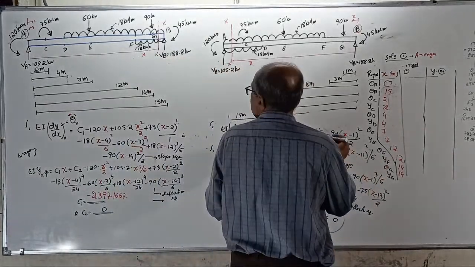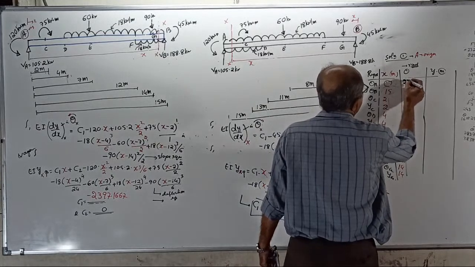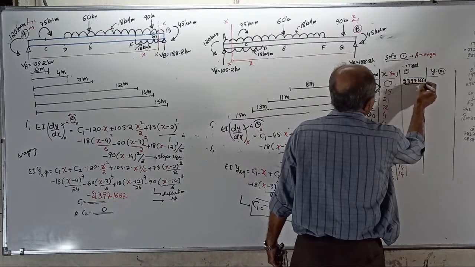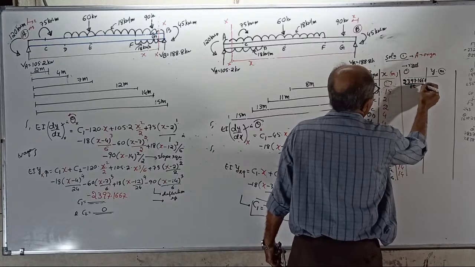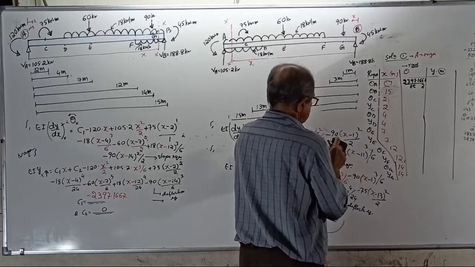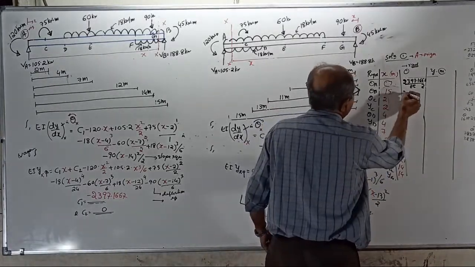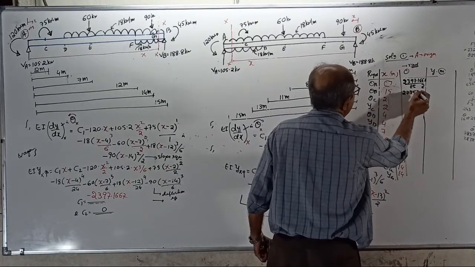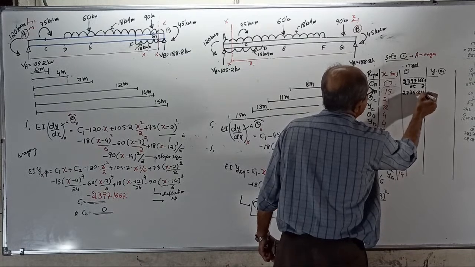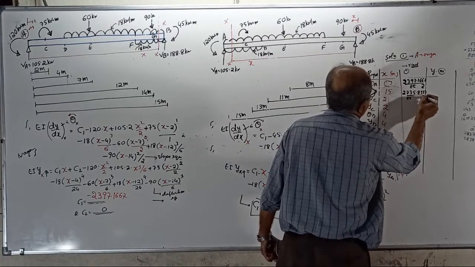Theta A will come 2397.1667 by EI radian in clockwise direction. Theta B will come, I will compute now. Theta B will come 2735.8333 by EI radian anti-clockwise.